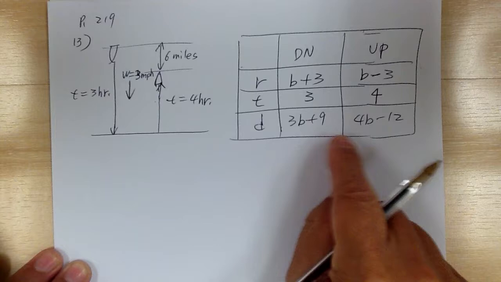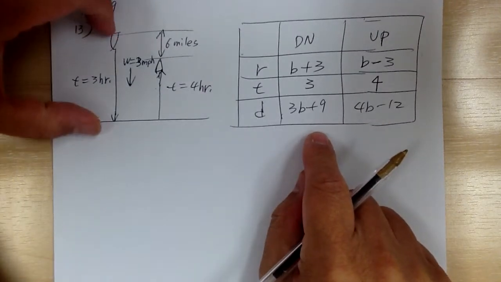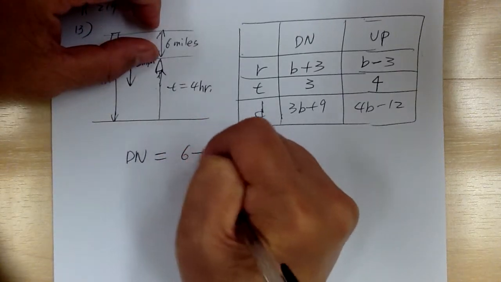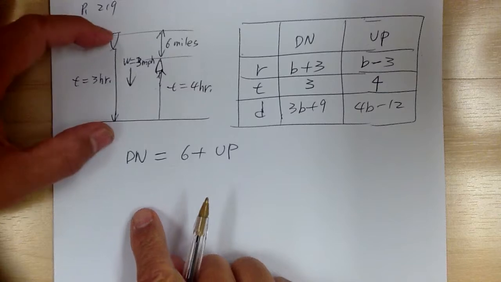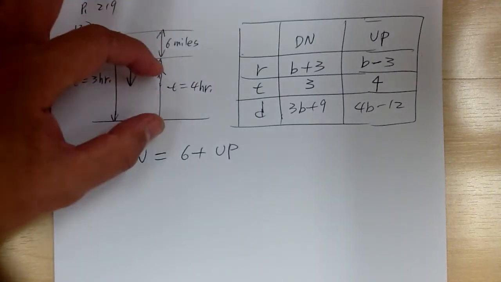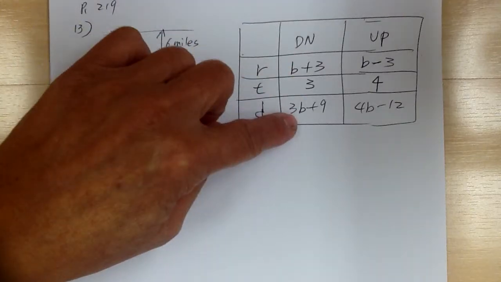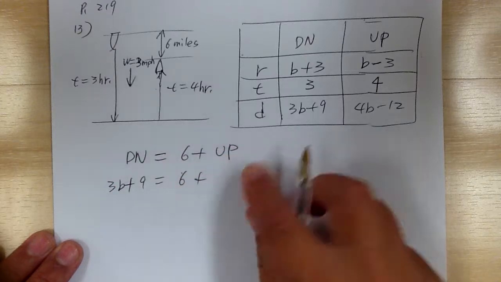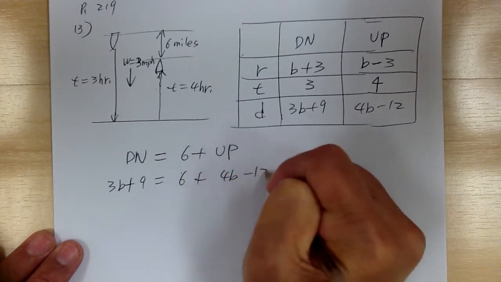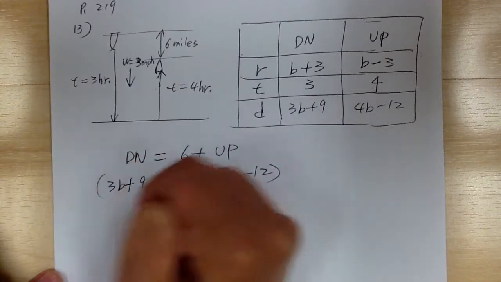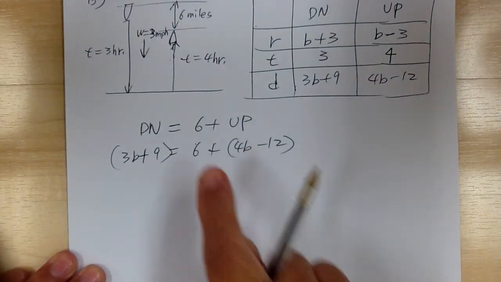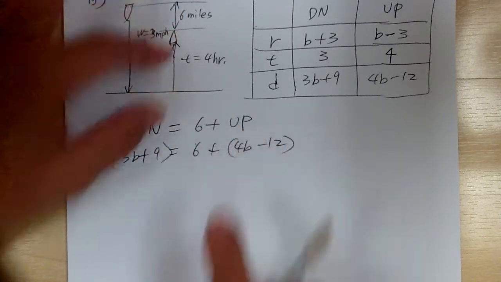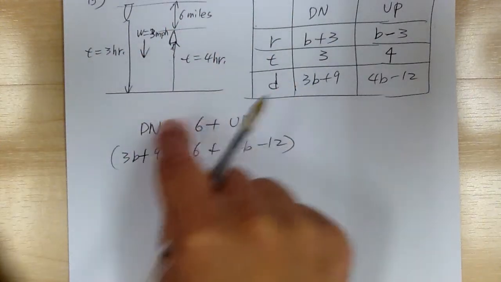Now you have to look at the relation between the two. If you notice over here, this is down, right? Going down is equal to 6 plus up. See that? Down is equal to 6 plus up. And so for the down, it's going to be 3b plus 9, and the up is 4b minus 12. So you substitute, you put in parentheses. Again, look at this picture. So this is down equal 6 plus up. That's why it's so important to draw the picture so you can see.